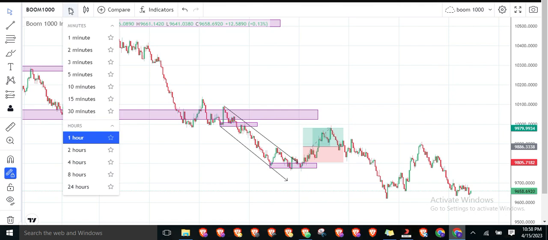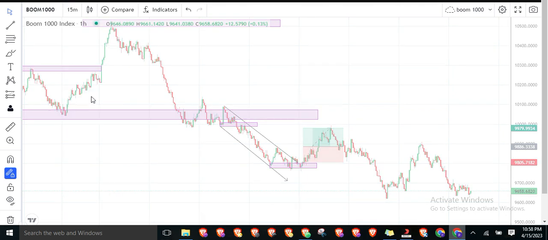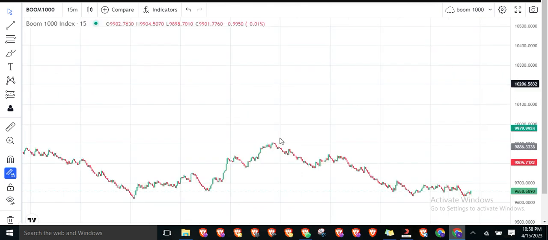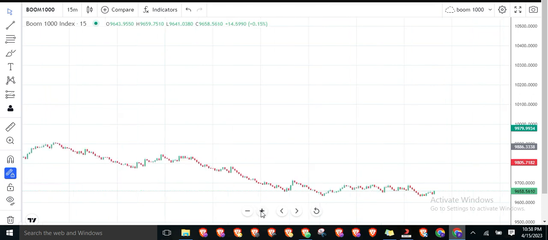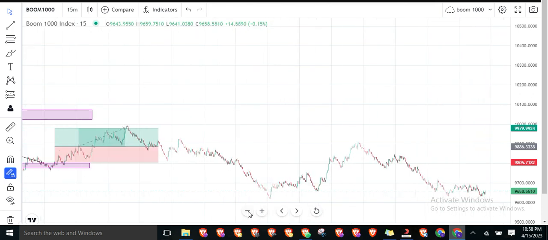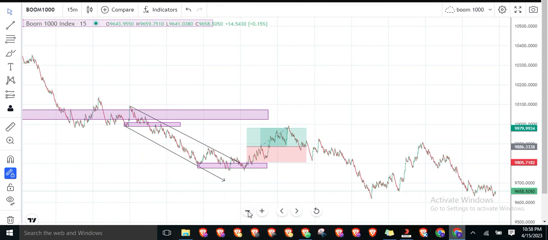And guys, let me show you exactly how it looks in 15-minute time frames that I told you guys to always take your trade. I always advise people to take their trade on 5-minute time frames and 15-minute time frames.